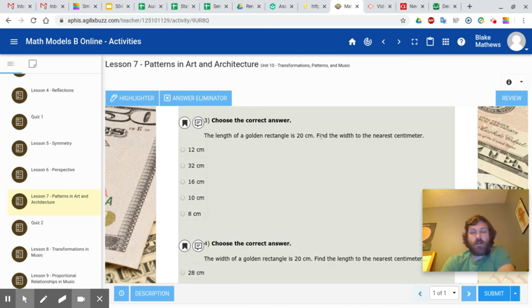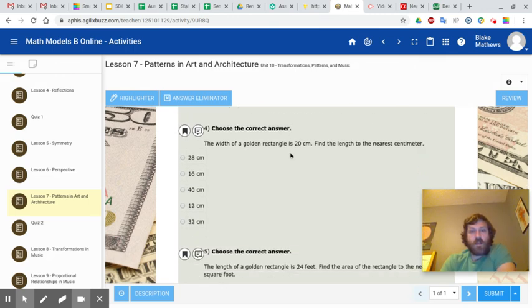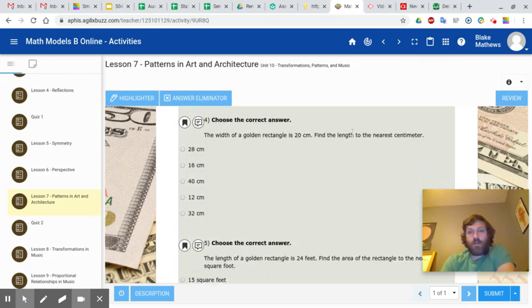And the golden rectangle has a length that is 1.618 times the width. So going from the length to the width, we would divide. Then we would have about 12, so we'll choose that answer. And now if we get the width and we need to go to the length, we multiply times the ratio, 1.618.